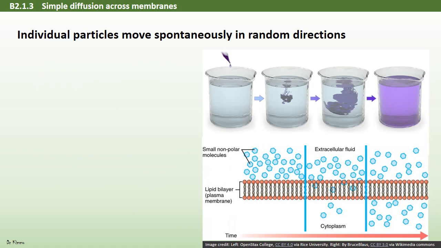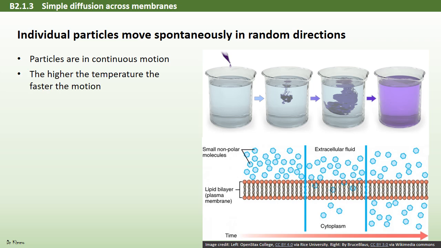Let's start with the most simple type of transport across membranes, simple diffusion. Now, particles are in continuous motion, except at absolute zero. And the higher the temperature, the faster the motion. If you, for example, put a dye in a beaker of water, like in the illustration here, the dye will start to spread in the beaker until the concentration is the same all over.